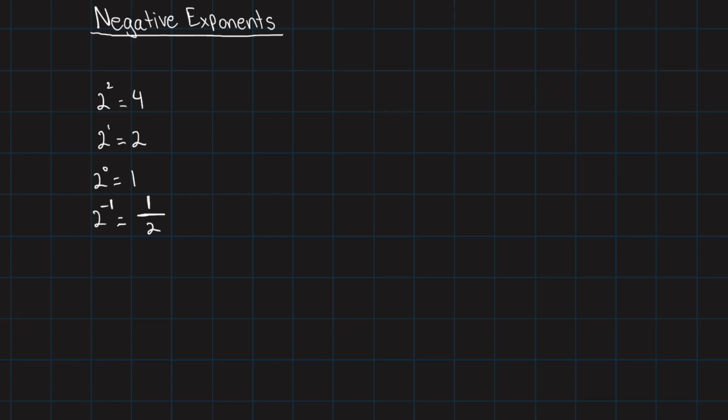So this gives you 1 over 2. Similarly, with 2 to the power of negative 2, that means 2 squared is the denominator. So this means 1 over 2 squared, which gives you 1 over 4. And the same with 2 to the power of negative 3, 2 to the power of negative 4, 2 to the power of negative 5.